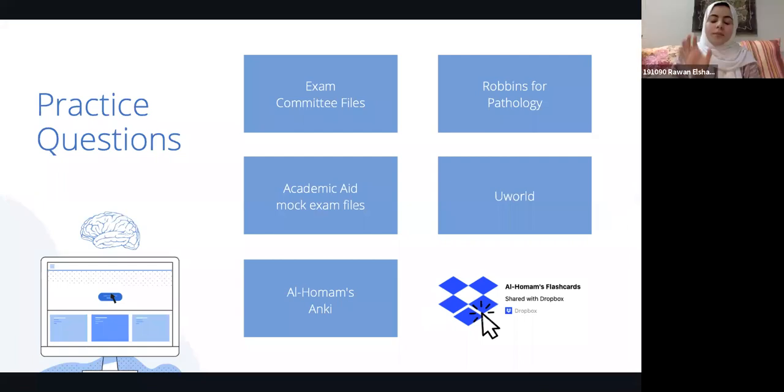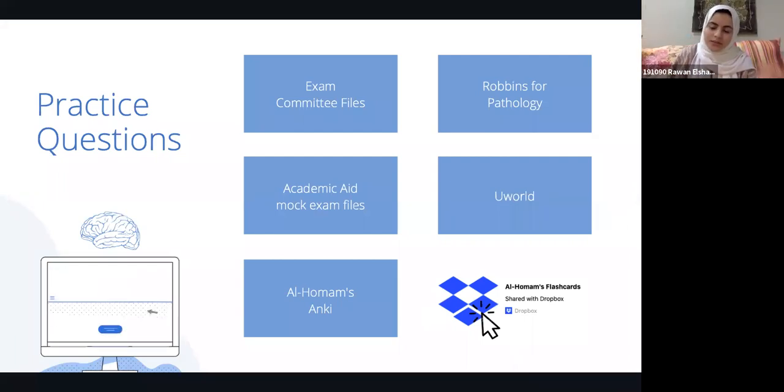Go through mock exam files by Academic Aid. It's this new committee. I heard the heads and the team are very amazing, mashallah. I don't know them personally, but honestly, I heard they do pretty good work. And yeah, I suggest you go through the mock exam files.